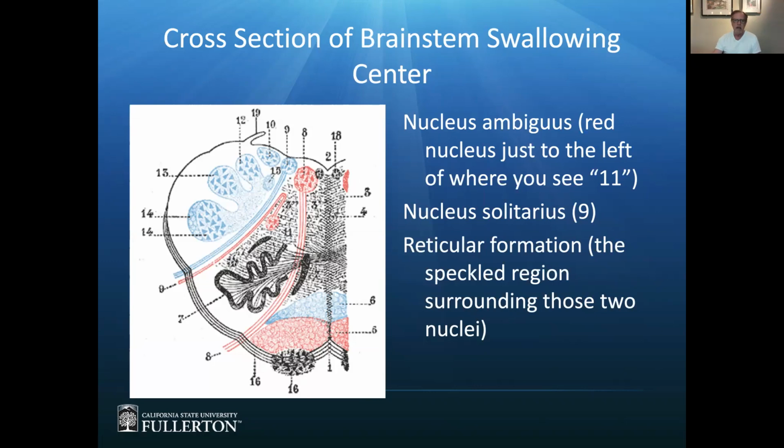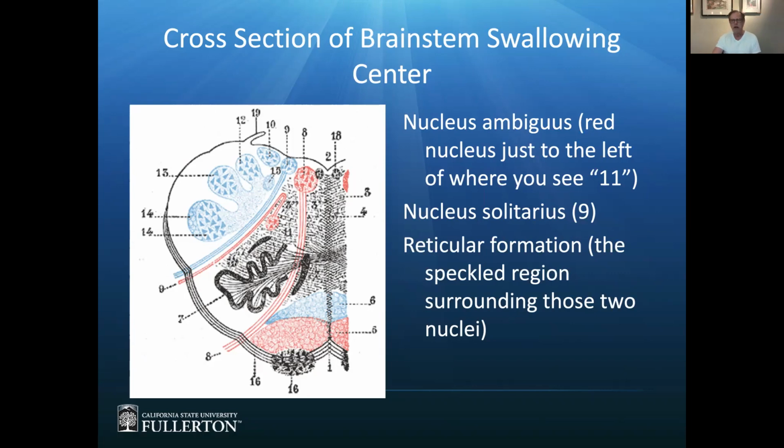Okay, so that's one thing, nucleus ambiguus. Then nucleus solitarius is this one, number 9. Here's nucleus solitarius. Keep in mind it's sensory, so it's shown in blue. And then here are the neurons that are attached to that. This would be the glossopharyngeal nerve. The glossopharyngeal nerve has receptors out in the various areas of the pharynx, and they're carrying afferent information back to the nucleus solitarius, where they synapse on cell bodies.